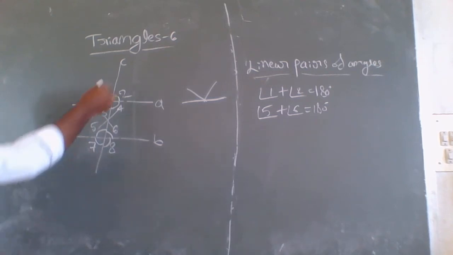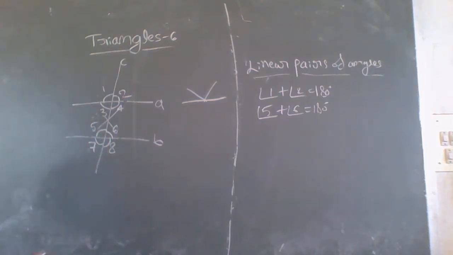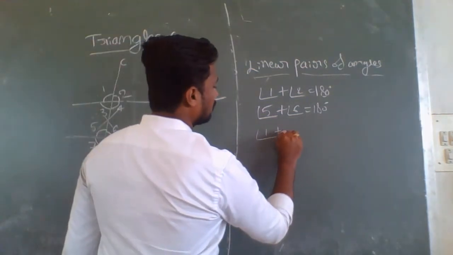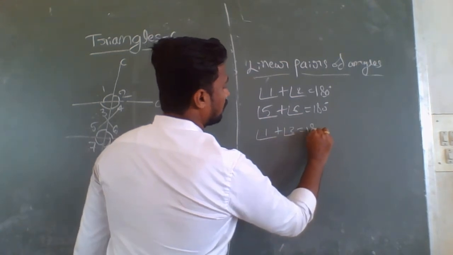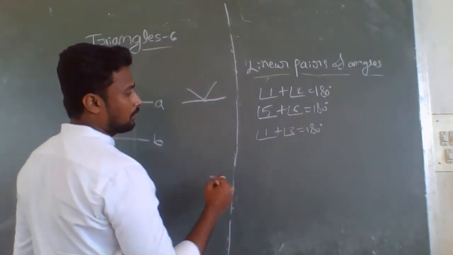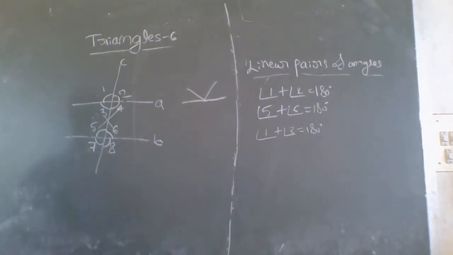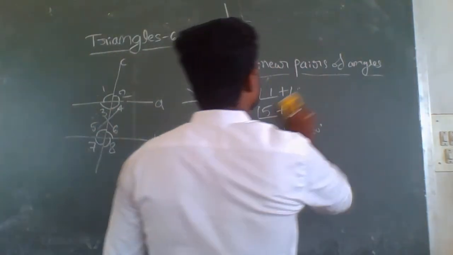Why? These are on the line C. Therefore, angle 1 plus 3 is equal to 180 degrees. 5 plus 7 is also equal to 180 degrees only. So these are the linear pairs of angles. What do linear pairs of angles mean? These are the angles on a straight line, and their sum is always equal to 180 degrees. So next I will discuss vertically opposite angles.